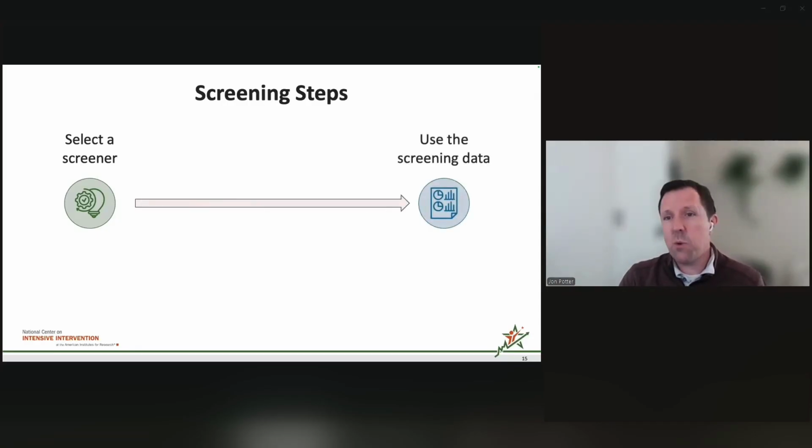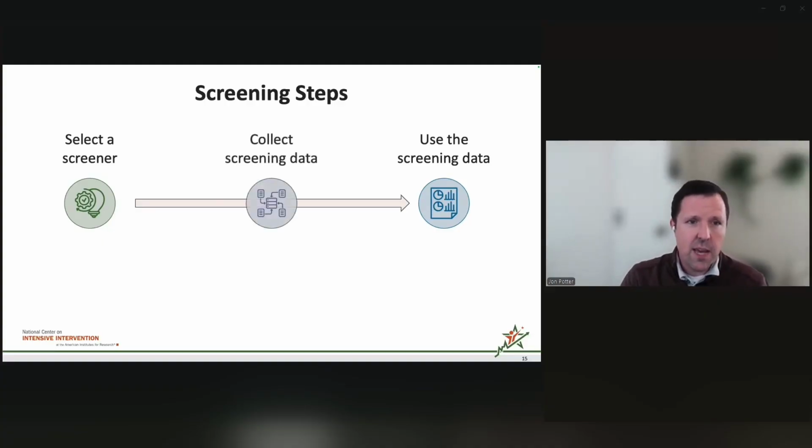So you select your screener, you've all done this piece, and where we all want to be is this piece where we use the screening data. Because screening in and of itself doesn't change outcomes. It's what we do with the data that changes outcomes. But there is a step in between this first bubble and this last bubble: we have to collect the data. Sometimes we overlook this collection piece, or we rush through it to get on to using the data, and that can be dangerous. We're going to spend some time today thinking about how we make sure we're collecting really good, accurate screening data.